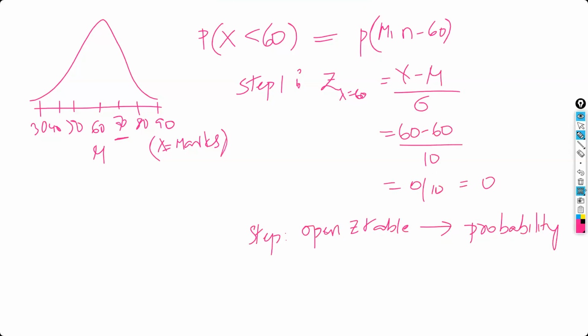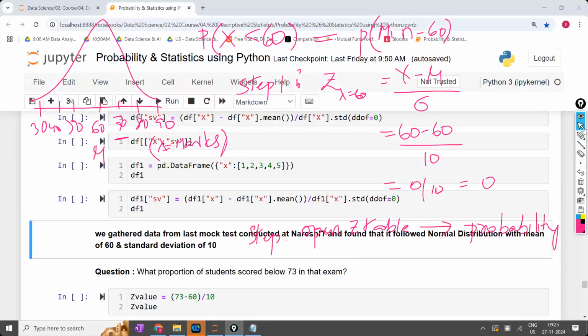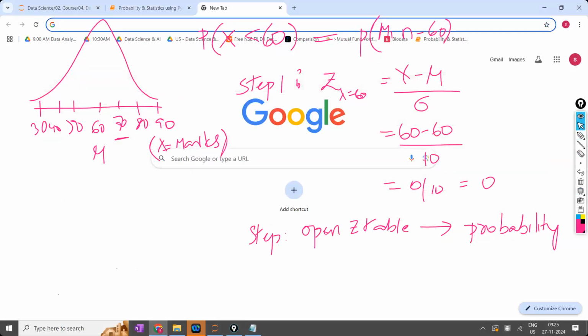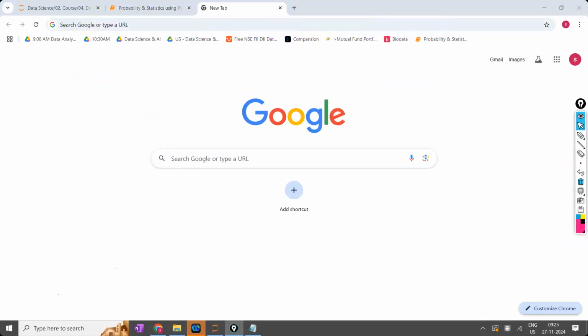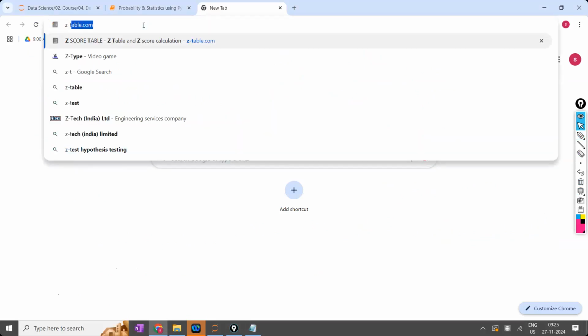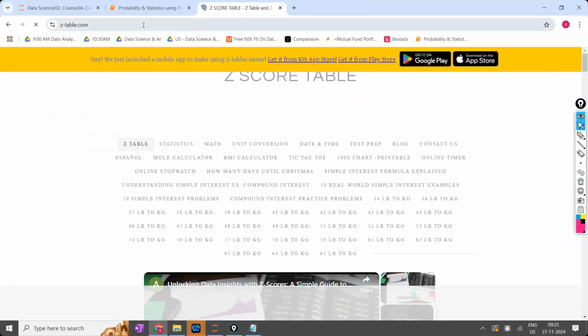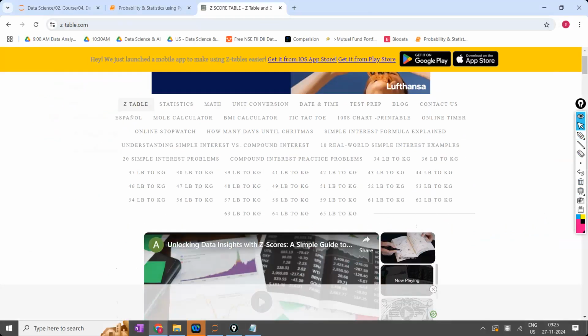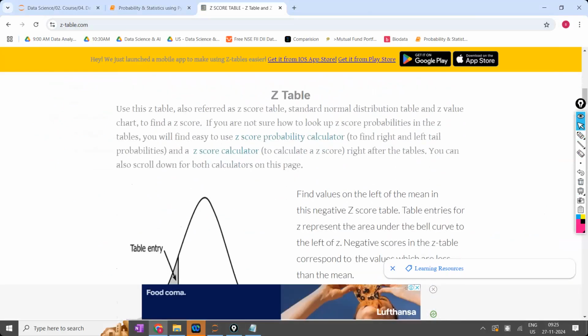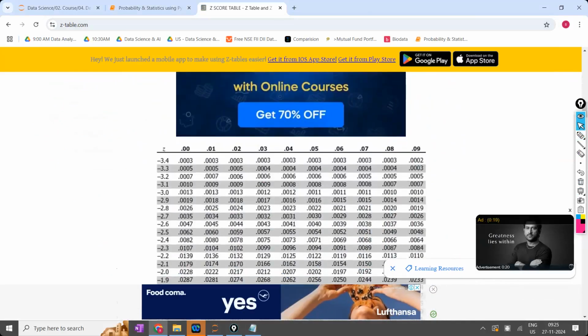Now I'm opening the z table. So now how can you read the z table? That one also is the next point. The website I'm using for the z table is ztable.com. This is the website, ztable.com. Now what does the z table look like? Just here I'm using the z table. If you observe here, different values are there.